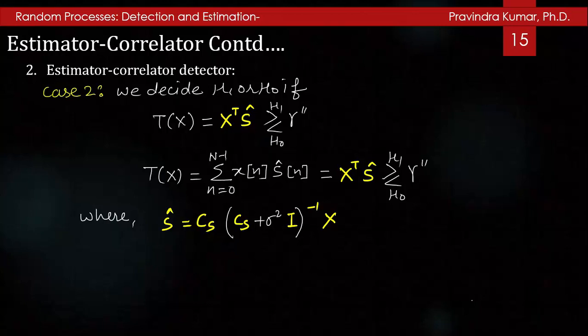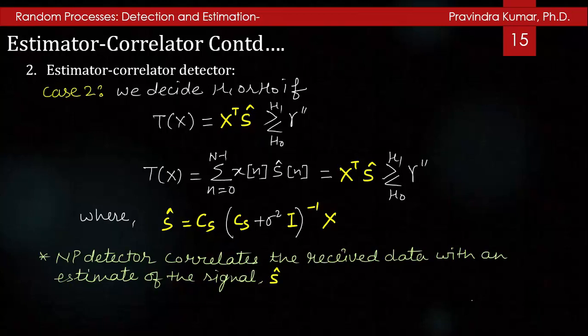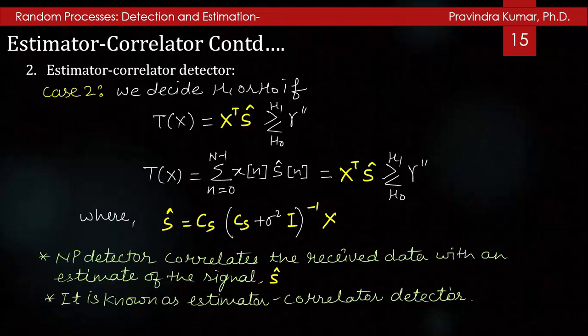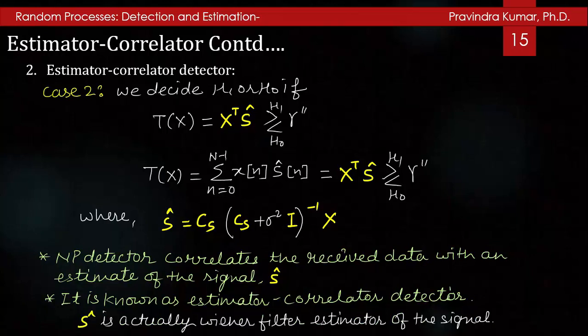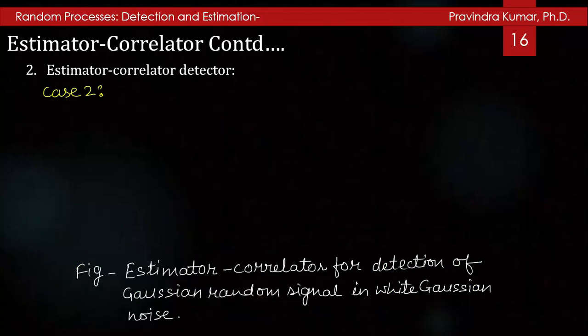Here the NP detector correlates the received data with an estimate of the signal, that is S cap, and it is known as the estimator-correlator detector, and S cap is actually the Wiener filter estimator of the signal. So in the block diagram you can see that S cap is Cs times the inverse of (Cs plus sigma square I) into x, and this is the estimate of the signal.